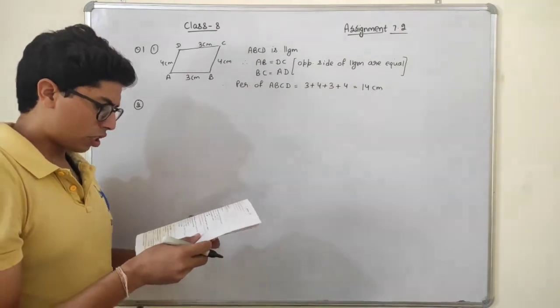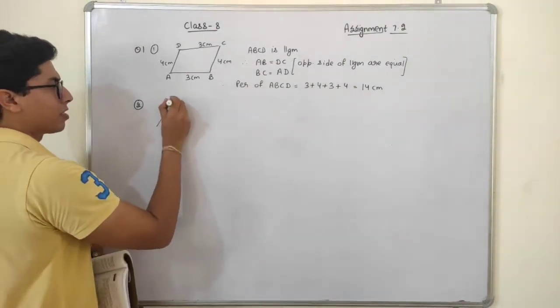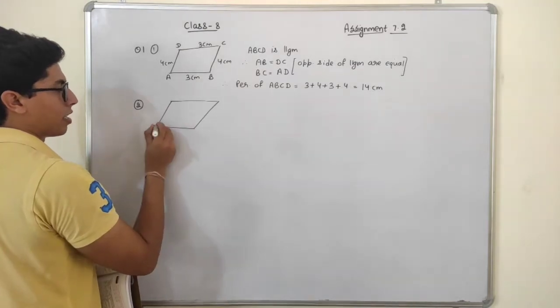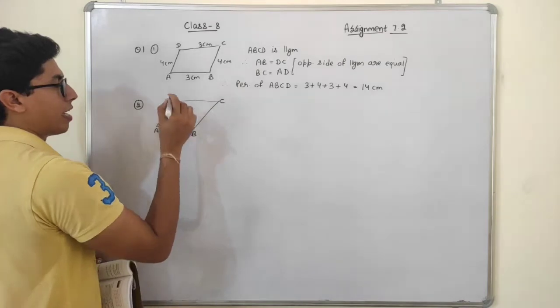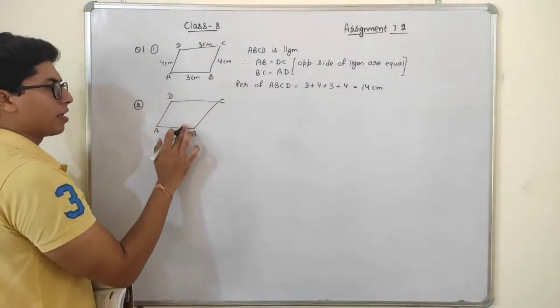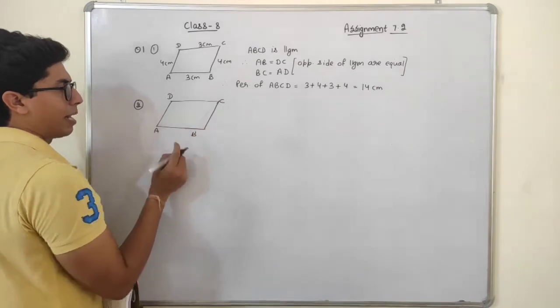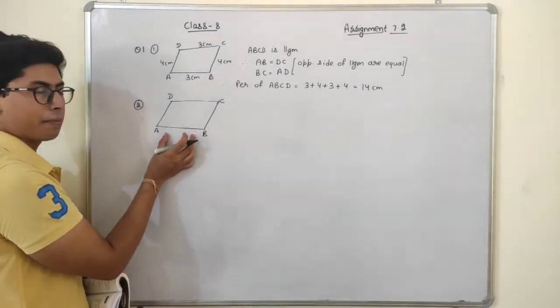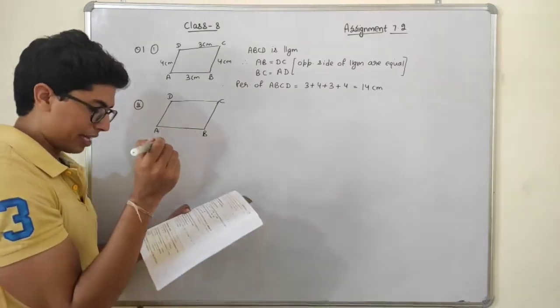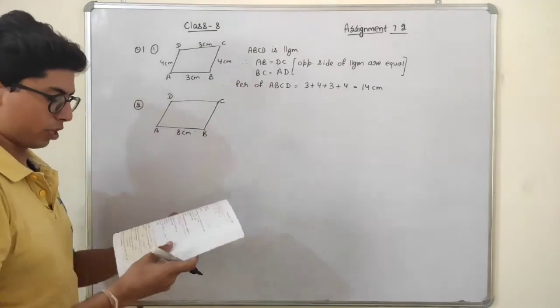The long side of a parallelogram is 8 centimeter. Students, similarly, if I just again take a parallelogram ABCD, okay, and I'm taking this AB as long side. So long side is 8 centimeter. So AB is 8 centimeter. It is given in the question.